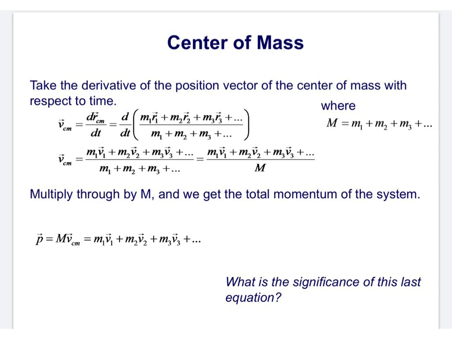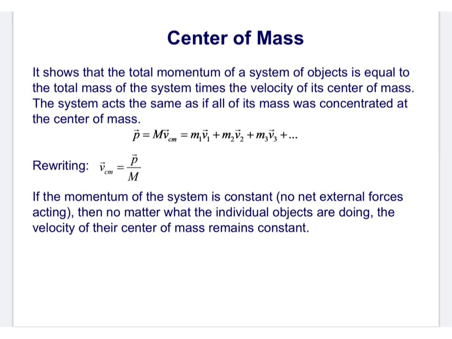Once you find the center of mass velocity, you can find the momentum of the whole system by taking that velocity times the mass of the system. That's what this big capital M is right here. Capital M for mass. The total momentum of a system of objects is equal to the total mass of the system times the total velocity of the center of mass.